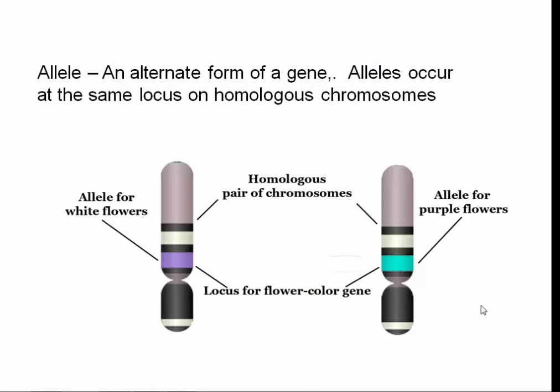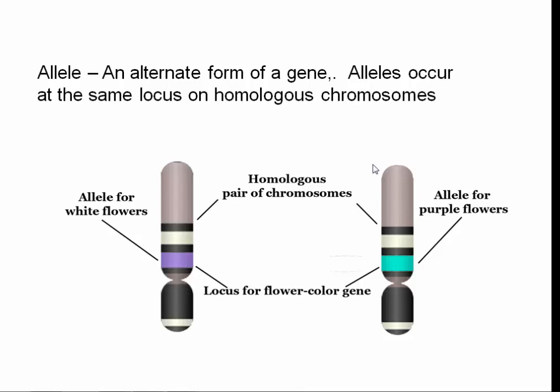Okay, now let's talk about some terminology that'll help you with your human genetics lab. Allele. That's just the alternate form of a gene. All of us that are diploid, we have two genes for each trait. We have two alleles for each trait.